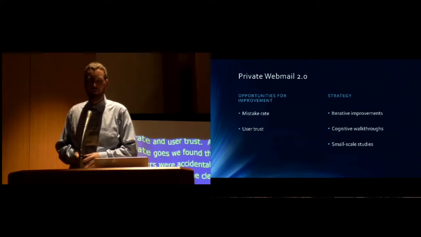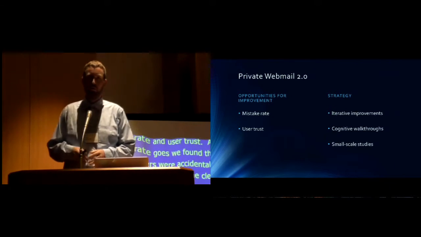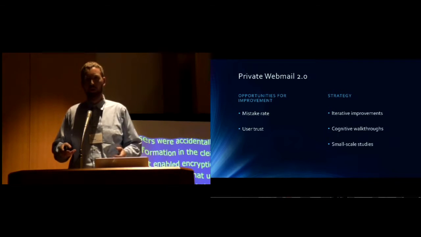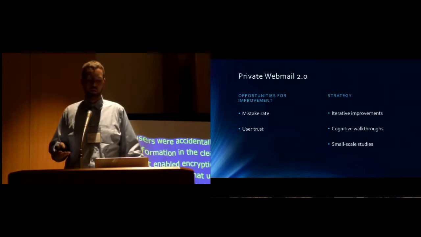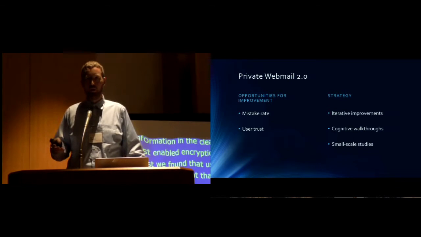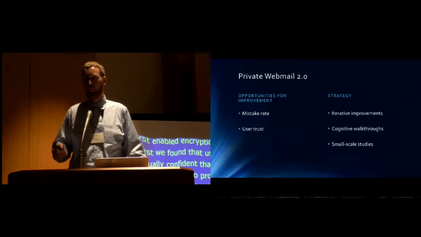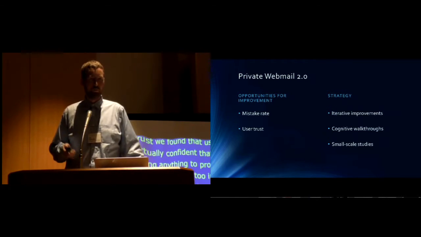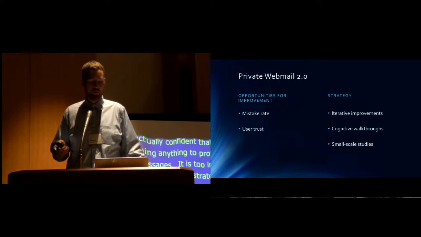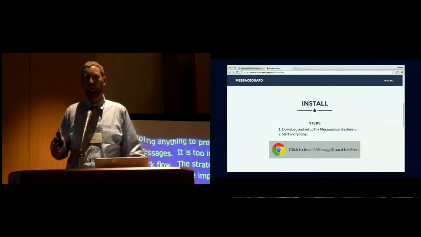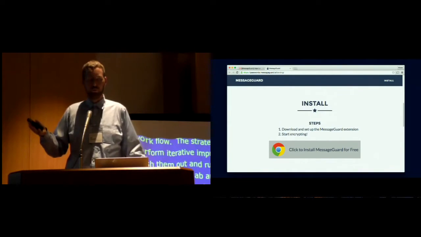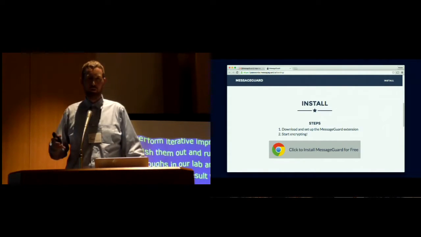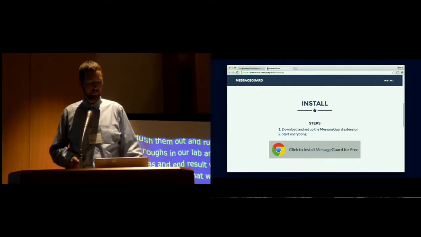So the strategy we used to develop the 2.0 system was to perform iterative improvements. We would have a collection of ideas, we'd flesh them out, run cognitive walkthroughs in our lab, and then implement the ideas and run small-scale studies with friends and family. The end result was 4 main improvements that we applied to the 1.0 system for this next generation version. And I'm going to show you some screenshots to illustrate what those improvements were. I'll note that you'll see the term message guard up here. That's simply the most recent name for this system.